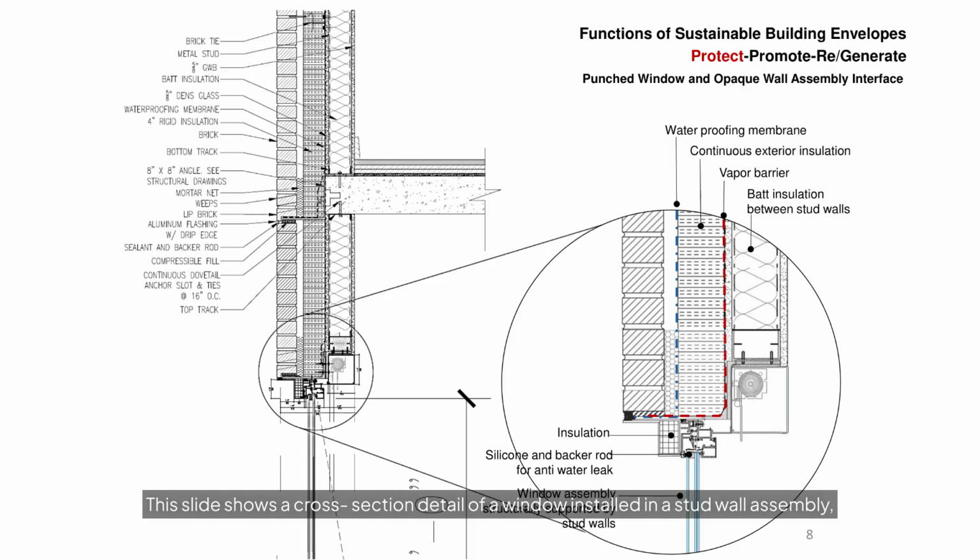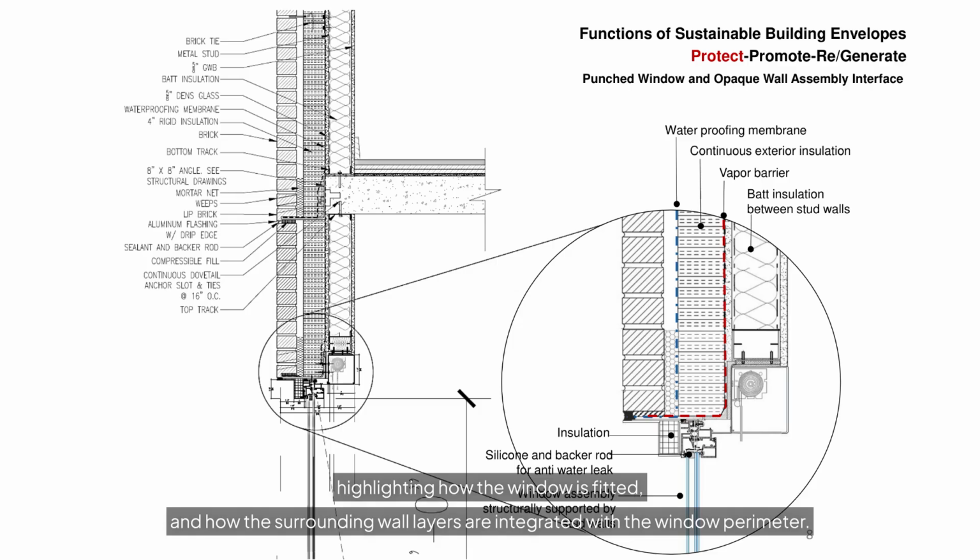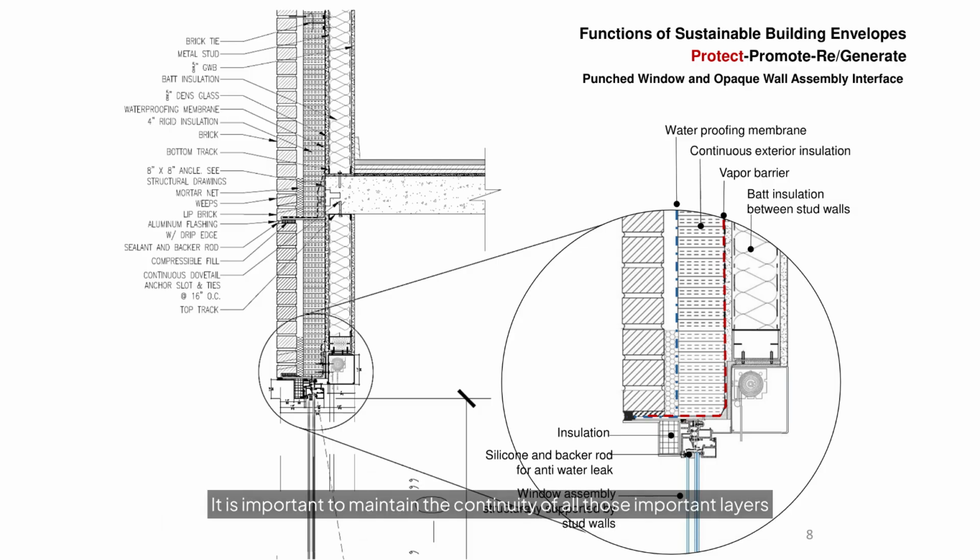This slide shows a cross-section detail of a window installed in a stud wall assembly, highlighting how the window is fitted and how the surrounding wall layers are integrated with the window perimeter. It is important to maintain the continuity of all those important layers such as waterproofing, insulation, vapor barrier, etc. When you put a hole in an opaque wall for a window, you interrupt the wall's layers, and special care is needed to tie the window into the wall's weather and thermal control system.